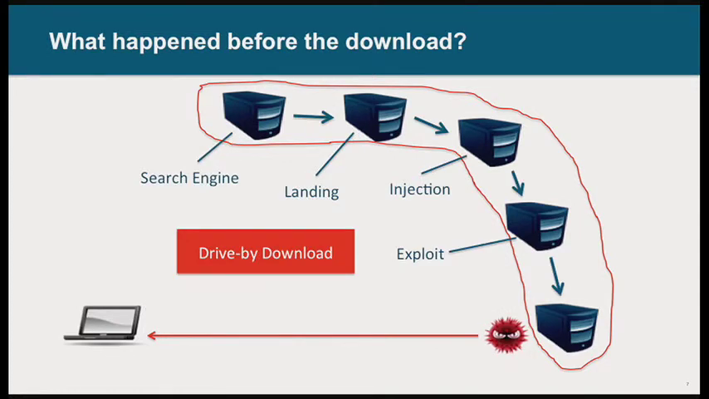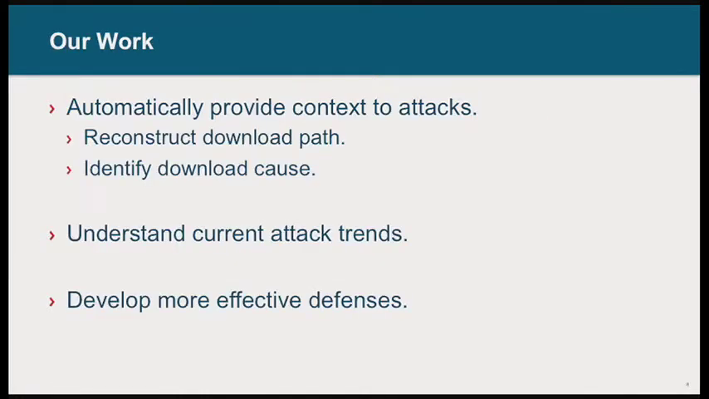In addition, we want to go through and actually label the nodes in that download path and annotate them, such as in the case of this drive-by download, where we automatically label the landing, injection, and exploit. And so that's the focus of our work: to automatically provide this context to malicious downloads. We do that by automatically reconstructing the download path, automatically identifying the cause, and then annotating the particular nodes of interest.